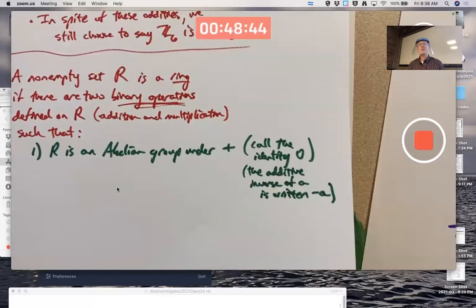Could the group operation be function composition? We know function composition is not commutative. No, evidently it can't be.